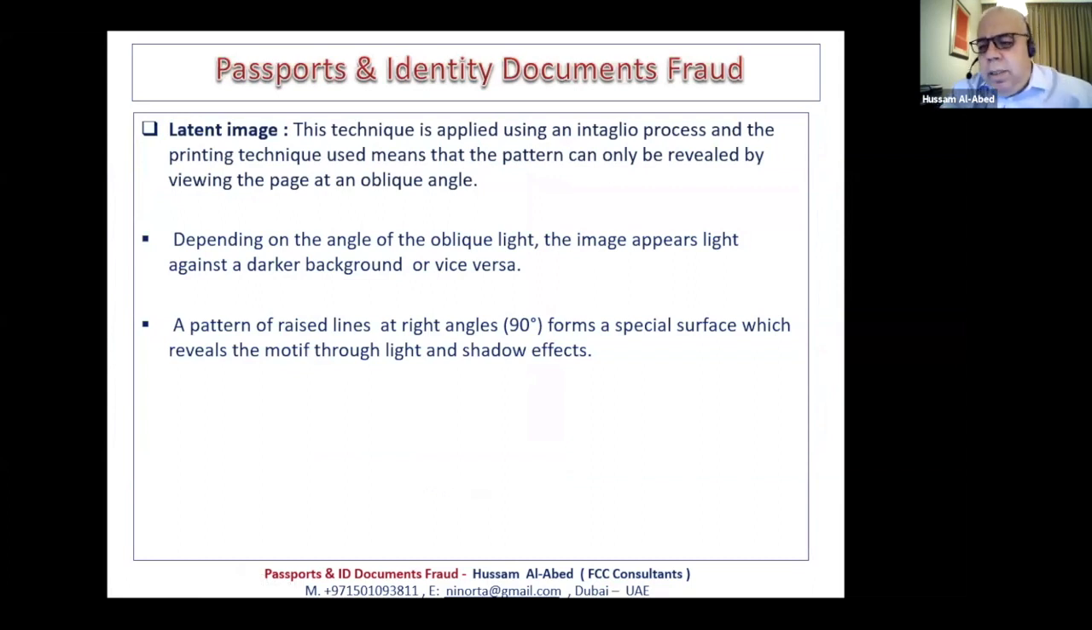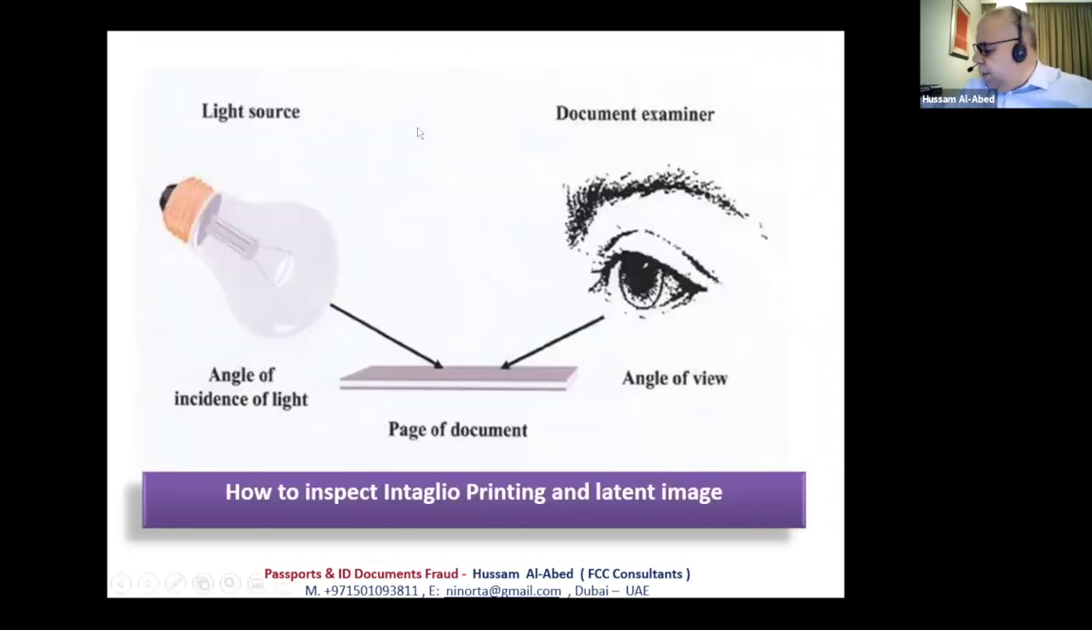Nowadays, 90%, if not even 95% of all documents, ID cards, driving licenses, passports, checks, secure documents, have this security feature, a latent image. As the name implies, latent means hidden. A latent image is an image we can see only if there is an intaglio printing in the document. I'll show you an example. Here, I'll show you with my own passport.